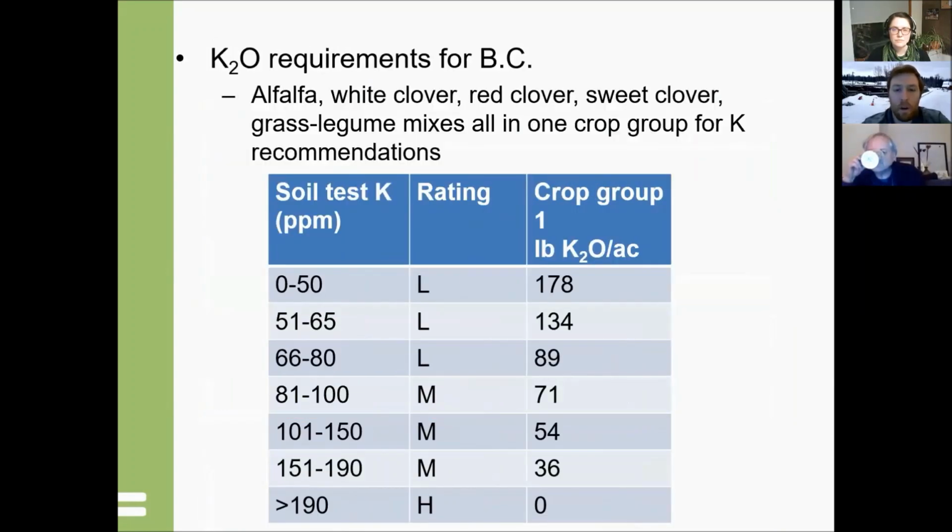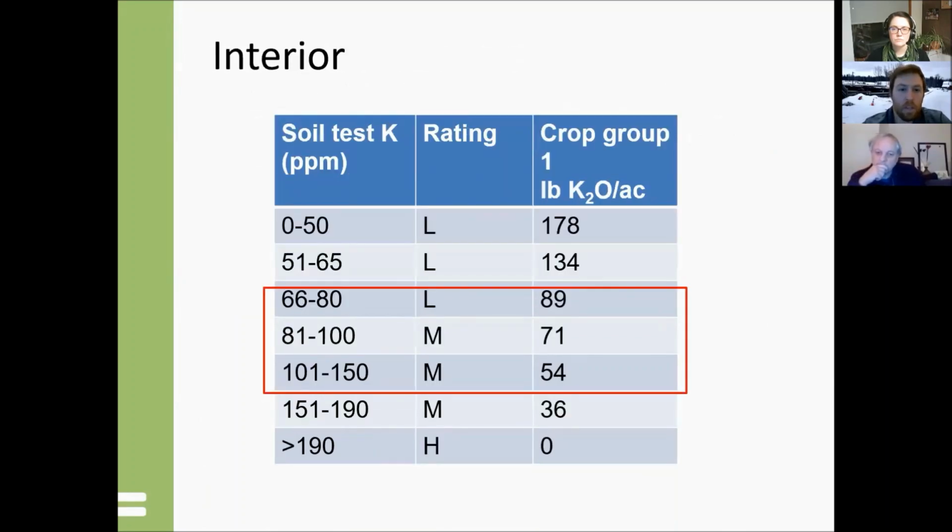Then for potassium requirements, there's really only 1 crop group. And so normally I see somewhere between 66 and 150, and lo and behold, that is again 54 to 89 pounds per acre.